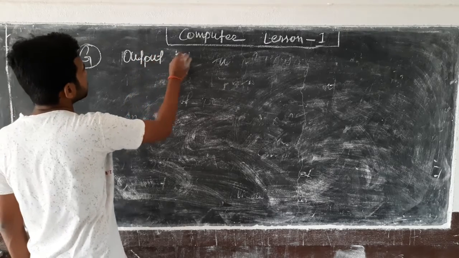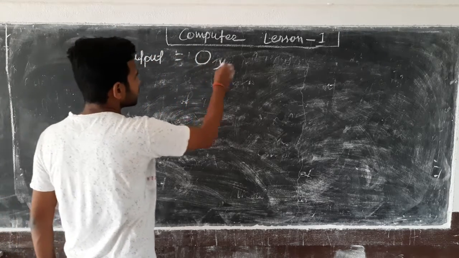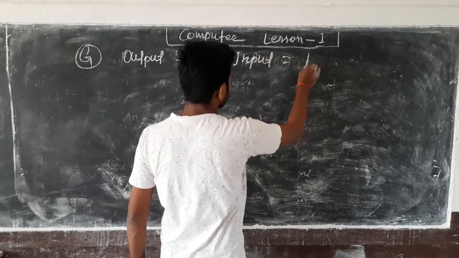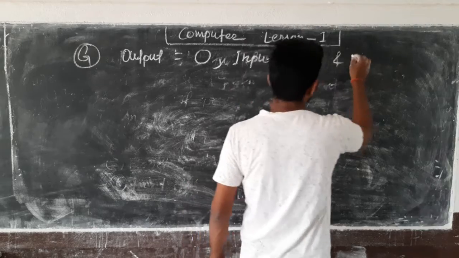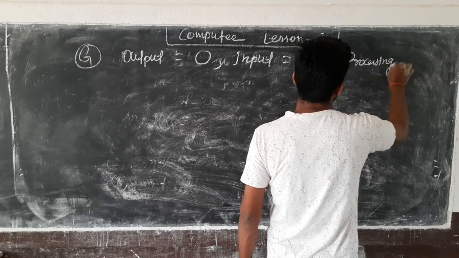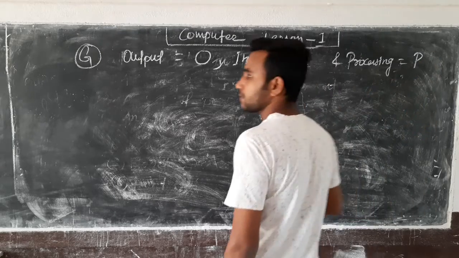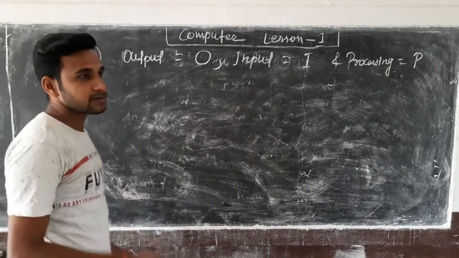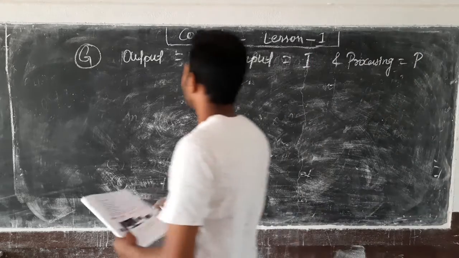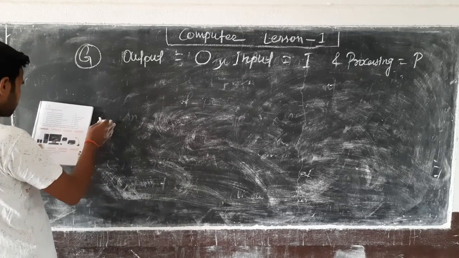For output equal to O, for input equal to I, and for processing equal to P. So next thing, once again, next thing is given all.